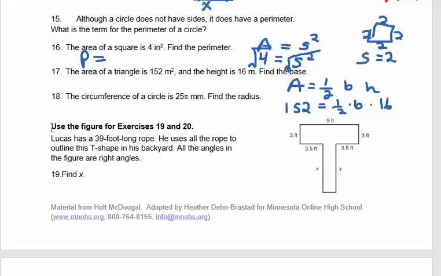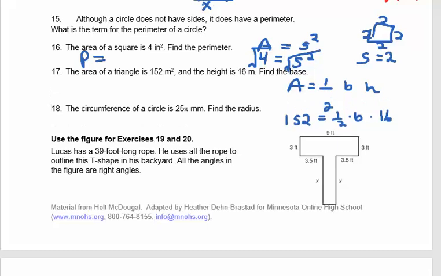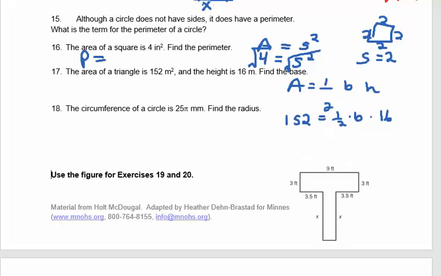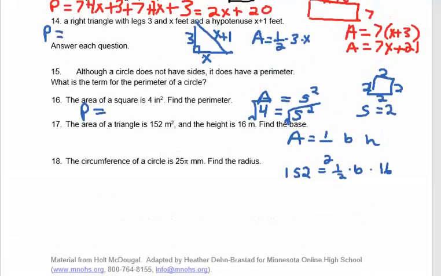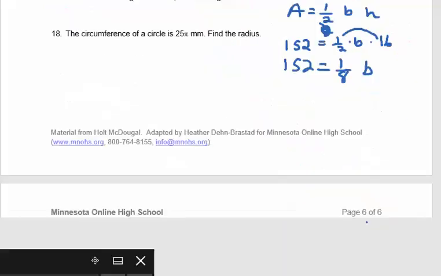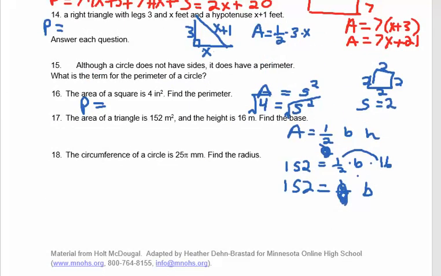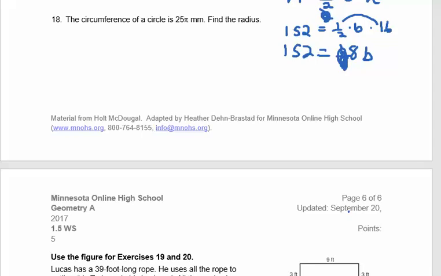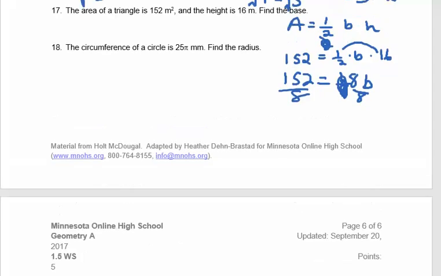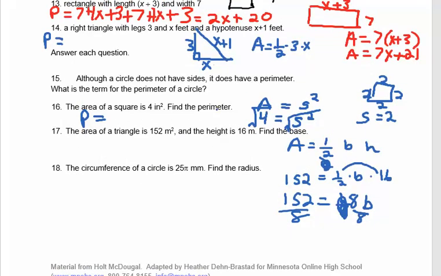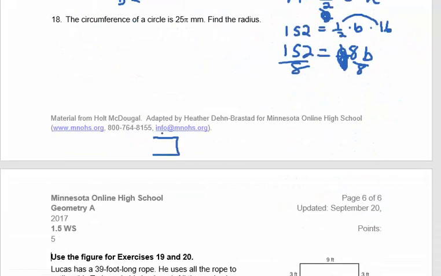Let me get a little more space here. I can simplify this problem by taking 1/2 times 16. So 152 equals 1/2 of 16, which is 8, and then I still have the b. Now I have to solve 152 equals 8 times b, and I just have to divide both sides by 8, and that will answer the question that they asked for, which is what is the base. So you still have to figure out what 152 divided by 8 is, and then that's what b will be.